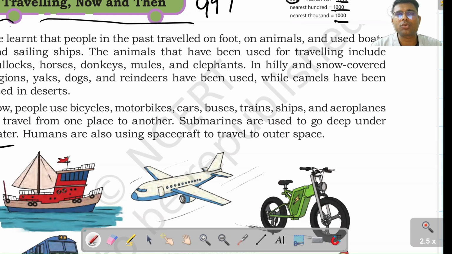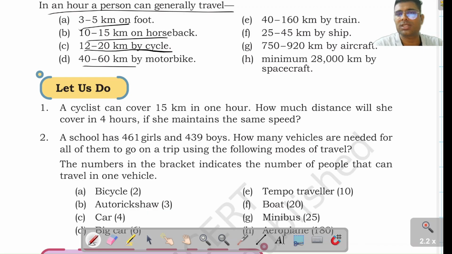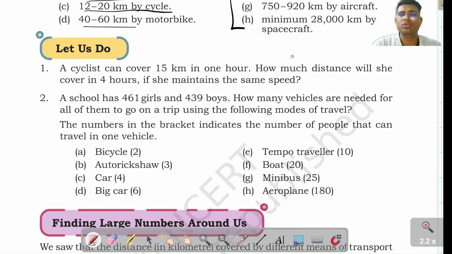So after this, बच्चों, coming to the next page. In an hour a person can generally travel 3 to 5 km on foot, 10 to 15 km on horseback, 12 to 20 km on bicycle. So this is the speed given. Like if we are walking on foot, how many kilometers can we go in 1 hour? In the same way, if you are going in a train, how far can you go? You can go 40 to 160 kilometers, depending upon the speed of the train.